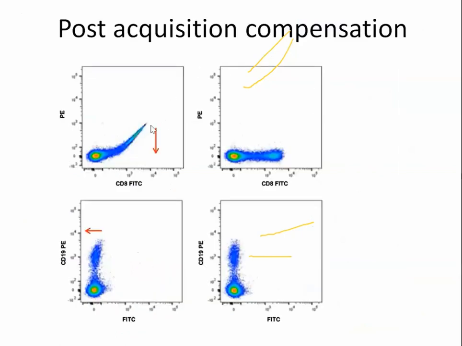So this is post-acquisition compensation, I told you. You need to adjust the voltage. So you need to adjust the compensation matrix so that this population is brought down, like this. Similarly here, like this. So this is post-acquisition compensation.